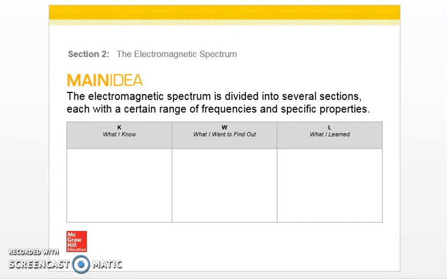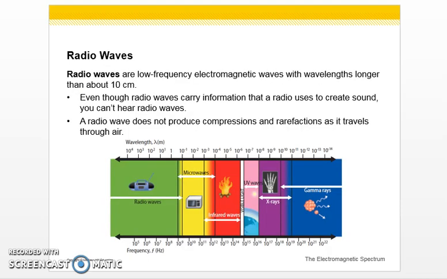We are currently on Chapter 11, Electromagnetic Waves, and we're going to look into Section 2, the electromagnetic spectrum. The main idea for this chapter is the spectrum is divided into several sections, each with a certain range of frequencies and specific properties. So let's talk about radio waves.